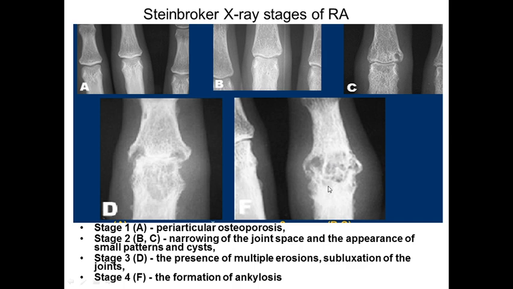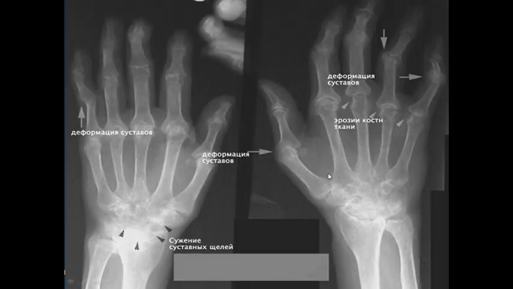You see there is no joint and only one formed structure, and this is one structure which cannot move. This is the ankylosis formed. Here also are different kinds of deformities, and also narrowing of joint space, and you see bone erosions, and also subluxation and luxation of joints.